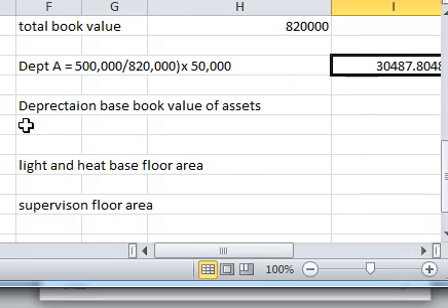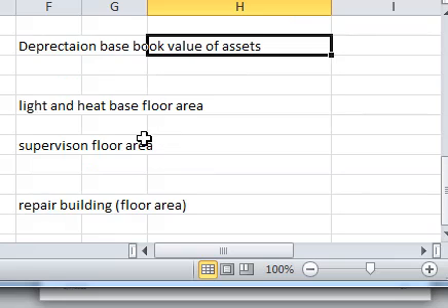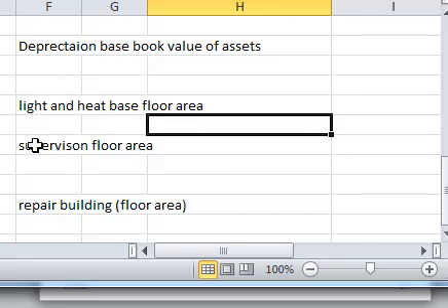So you do the same for depreciation. I've given you the depreciation base; it's going to be the book value. Light and heat, you are going to use the floor space. Supervision, you are going to use the floor area, and the repair, you get to use the floor area to calculate.